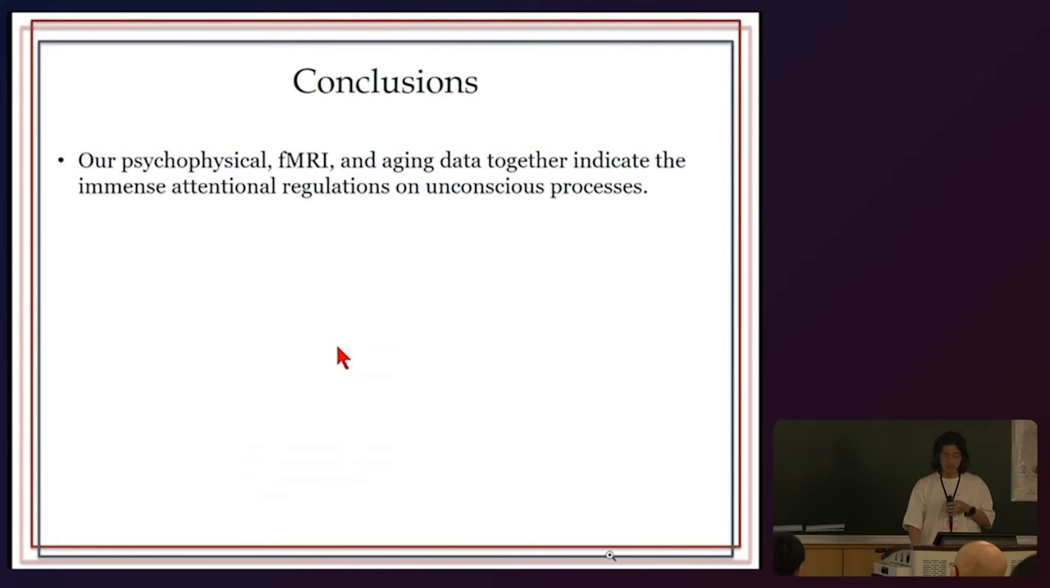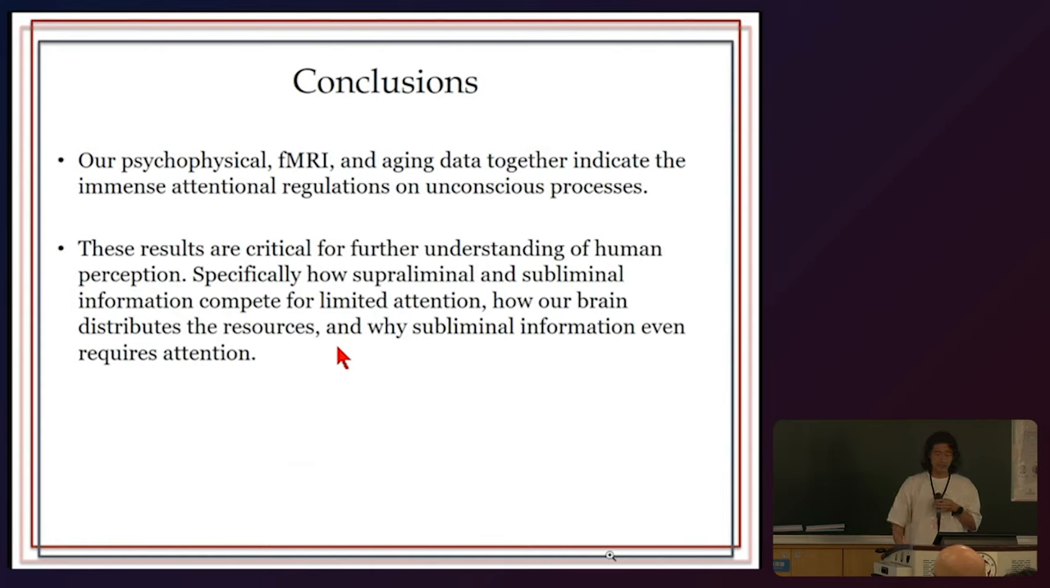And just to conclude, I hope I convinced you that with multiple tracks of data, psychophysical data, fMRI, and aging, they all indicate this kind of attentional modulation or regulation on conscious processes. And I think these results call for a lot of further questions, such as how supraliminal and subliminal information compete for this limited attentional resource, how our brain distributes the resources, and why subliminal information even requires attention, because a lot of people thought that it didn't, that it's just automatic.